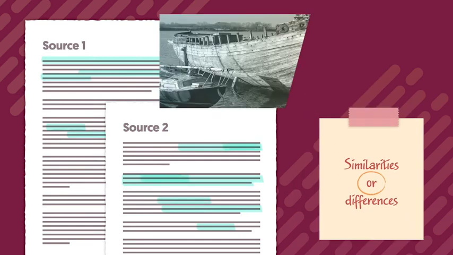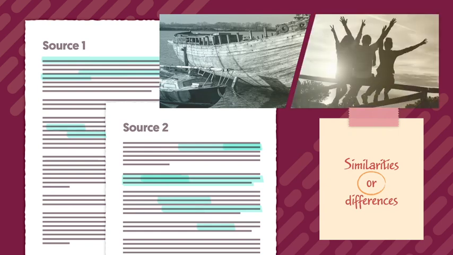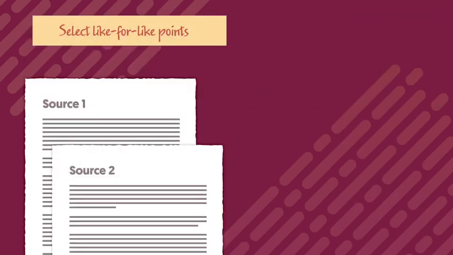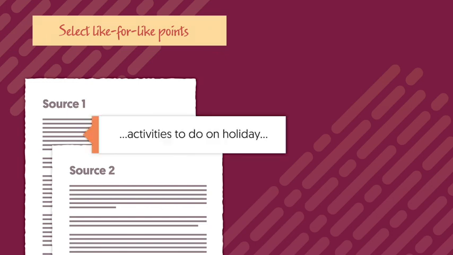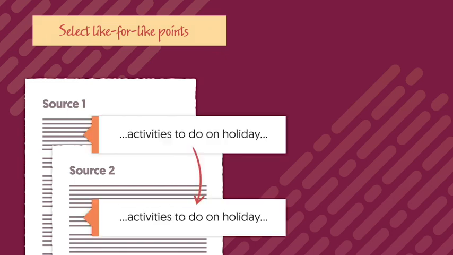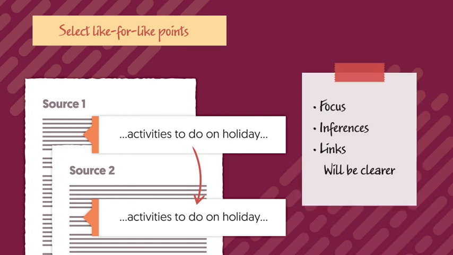The topic that you'll be asked to focus on could be something concrete, such as the differences between 2 boats, for example, or it could be something abstract, such as a feeling or experience. A top tip for this question is to try and select like-for-like points. So, if you're finding information about activities to do on holiday in one source, see if you can link it to information about activities to do on holiday in the other source, so your focus, inferences, and links are clearer.